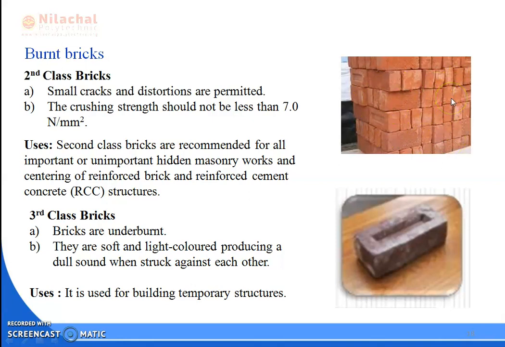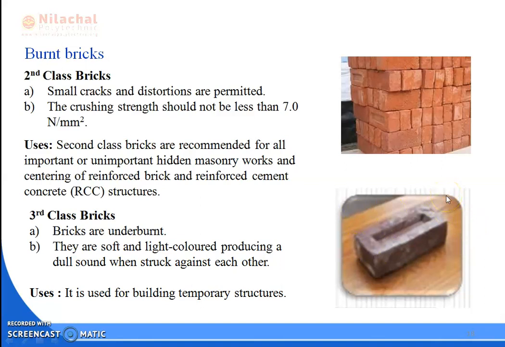Next is third class brick. In third class brick, you can see here the diagram of third class brick. These bricks are underburnt, and they are not of uniform shape and size. You can see it is not of uniform shape and size.